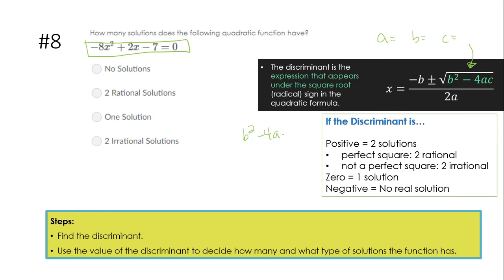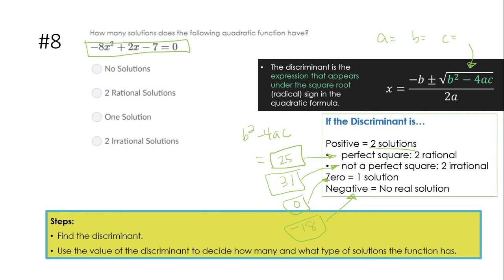When you get that answer, if it's a positive number, you have 2 solutions. If it was a perfect square, so let's say you got a number like 25, that's a perfect square, you'd have 2 rational answers. And if it's not a perfect square, so let's say we had something like 31, it's still a positive number, that's 2 irrational numbers. If you get an answer of 0, that means we have 1 solution. And if you got a negative answer, let's say I got negative 18, that means I have no real solution.